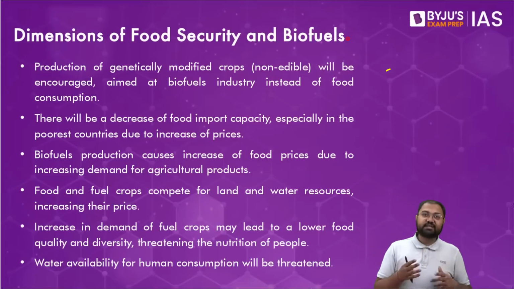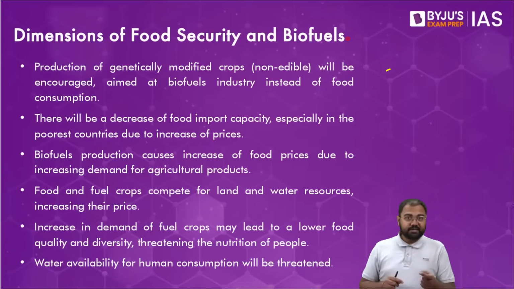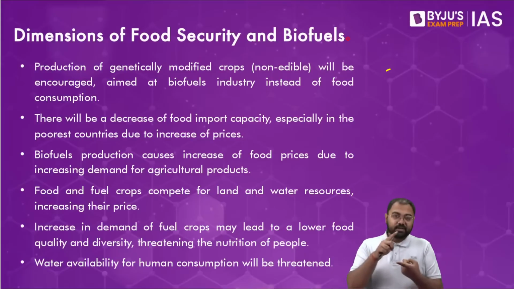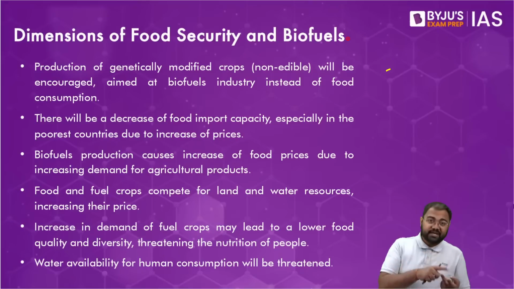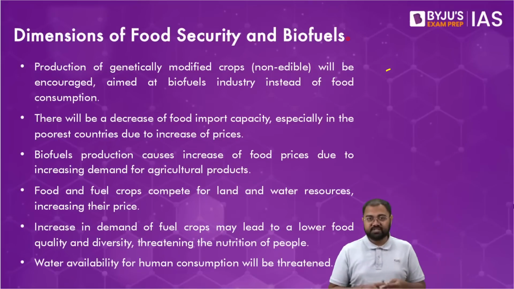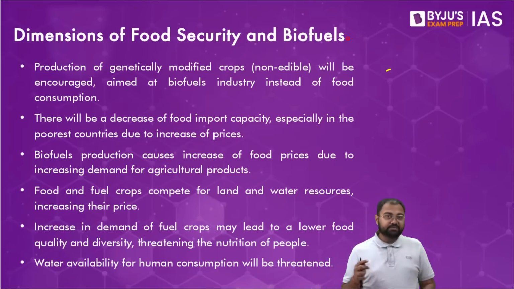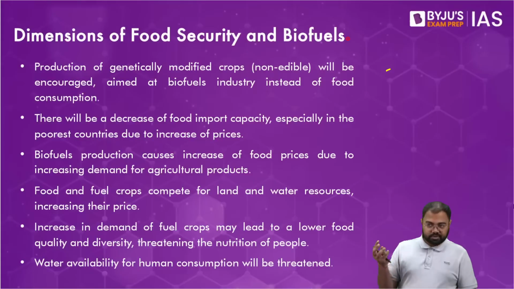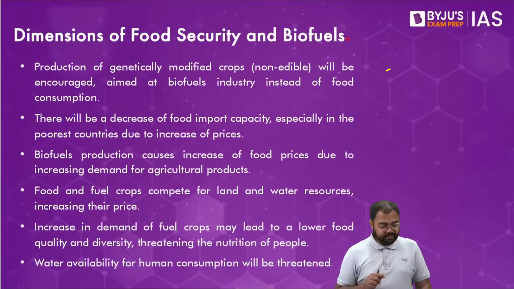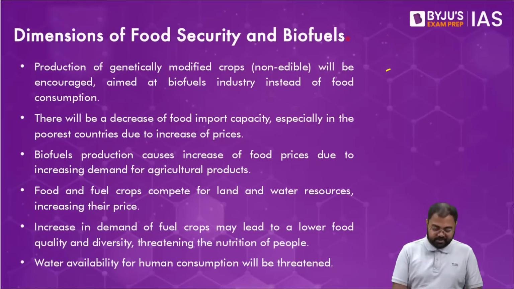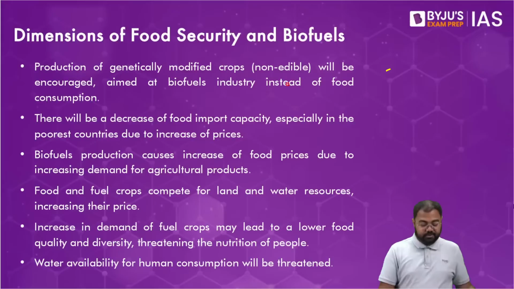And the first generation, as we all know, is dependent on food crops: you are using corn, soya bean, sugar cane, even rice or potato, or any carbohydrate based vegetables or fruits, etc. So ultimately we see that it is competing with the food that we consume. That becomes a crucial challenge, and that's what we need to understand from this perspective, that production of genetically modified crops will be encouraged.